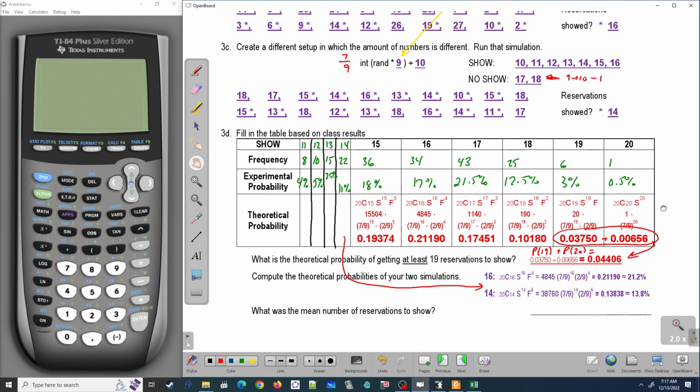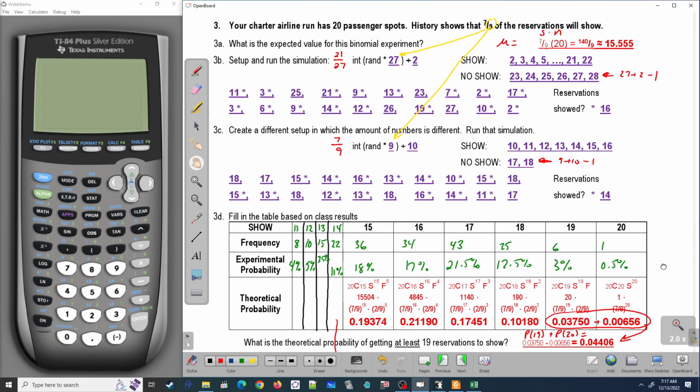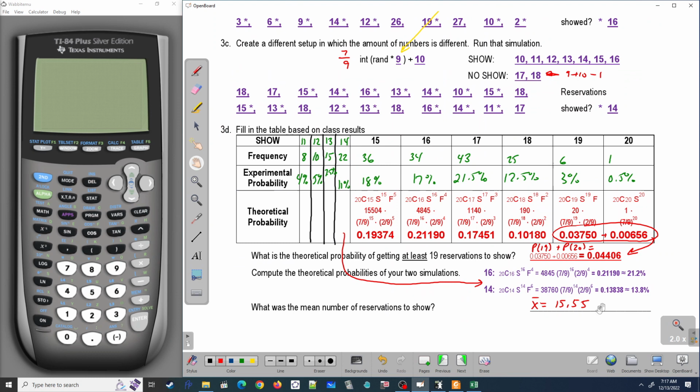And if I go back to my mean reservations, I've shown you how to do that in the past. For my 200 simulations, in my case, I found this to be 15.55. Since I was expecting 15.555, and I actually got 15.55, we really did a good job matching up to our expected value. So I'm very pleased with that.